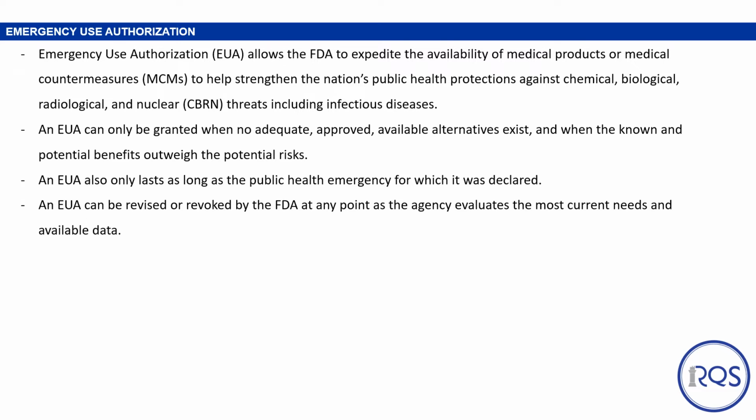An EUA can only be granted when no adequate approved available alternative exists and when the known and potential benefits outweigh the potential risks. An EUA only lasts as long as the public health emergency for which it is declared. The EUA is different than full approval because in some emergency situations, we cannot wait for all the evidence needed for full FDA approval. An EUA can be revised or revoked by the FDA at any point as the agency evaluates the most current needs and available data.